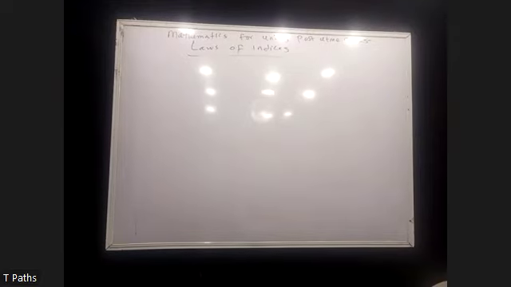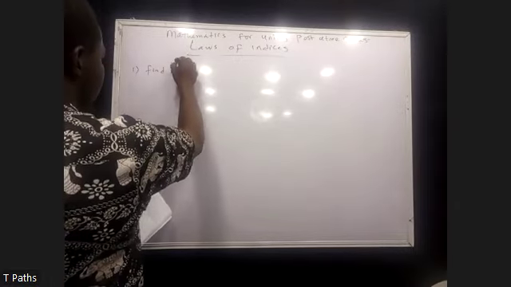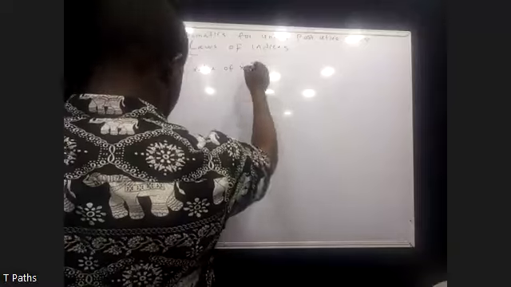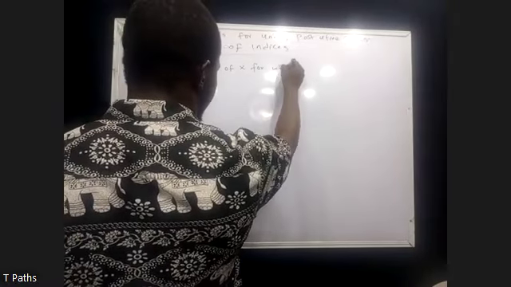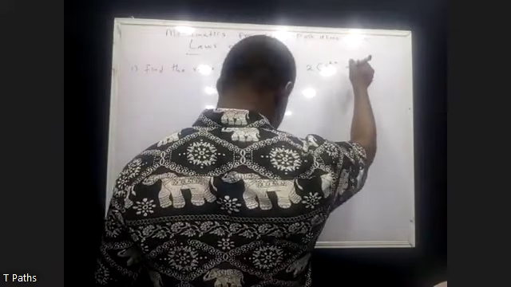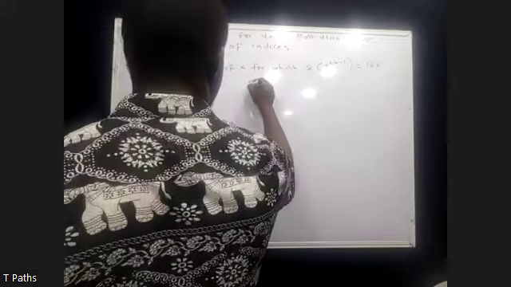So let's just do this. We have the question: find the value of x for which 2 to the power of 3 bracket, the power of 1, equals 162.